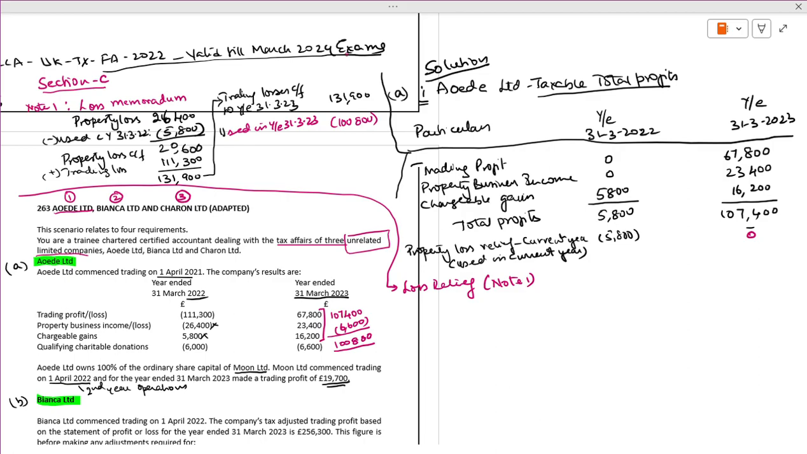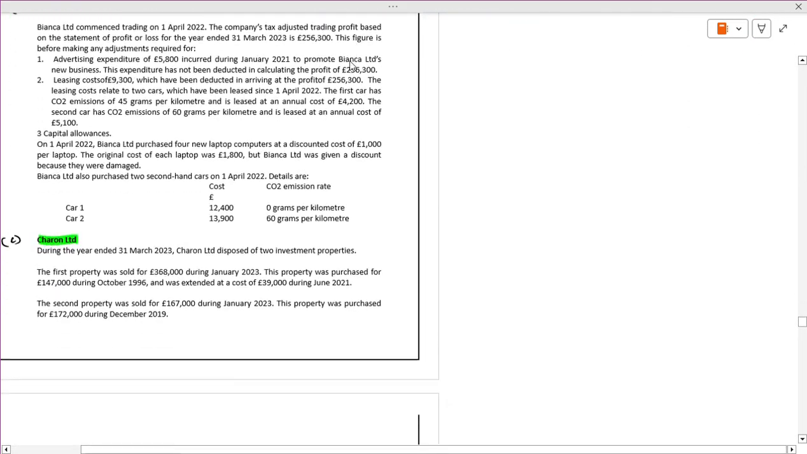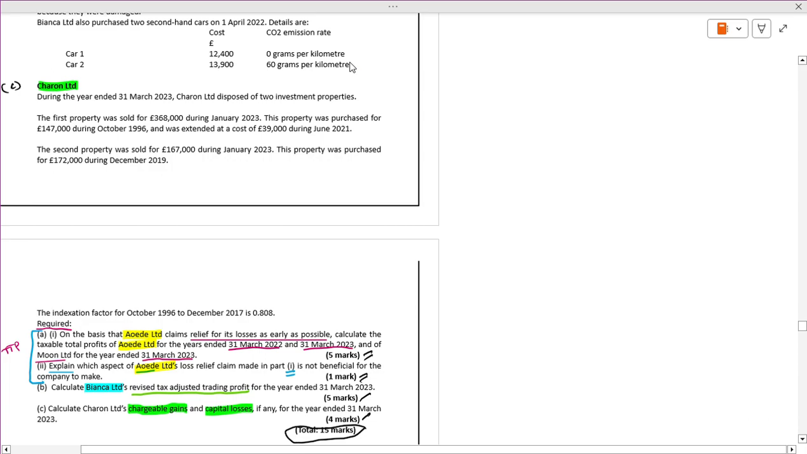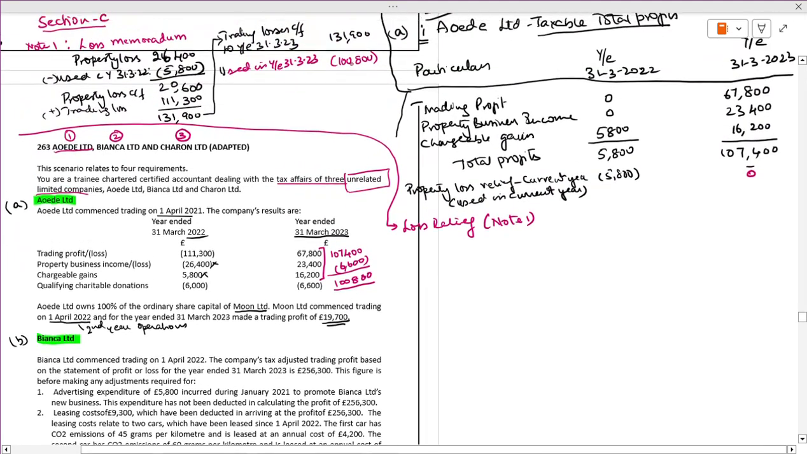Aoede owns 100% of the ordinary share capital. Moon Limited commenced trading on 1st April and made a trading profit of 19,700. What is the question they ask? They ask us to calculate the taxable total profits for the year ended 31st March 2023 of Moon Limited. Definitely it is 100% owned.